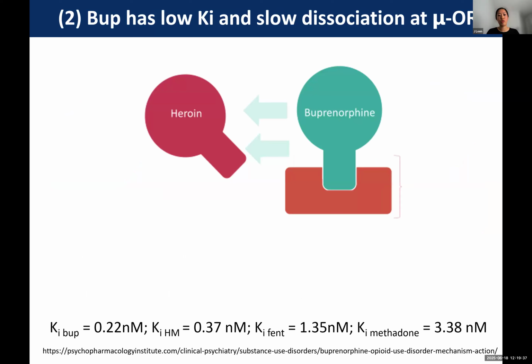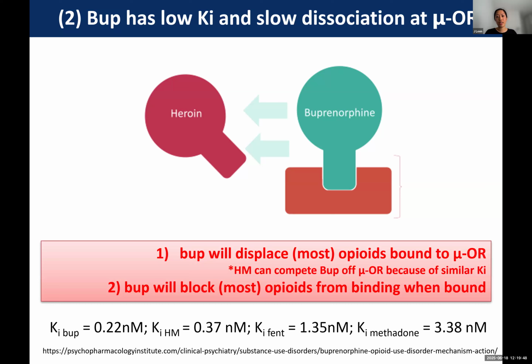Buprenorphine has one of the lowest Ki's, so very, very strong binding affinity, and again, slow dissociation at the opioid receptor. And that's important because when it's introduced to a patient, it will displace most opioids that are bound already. And secondly, it will block most opioids from binding after it's bound.